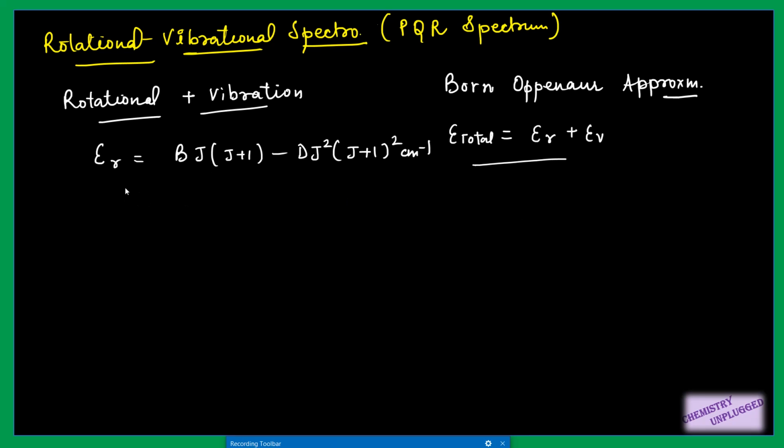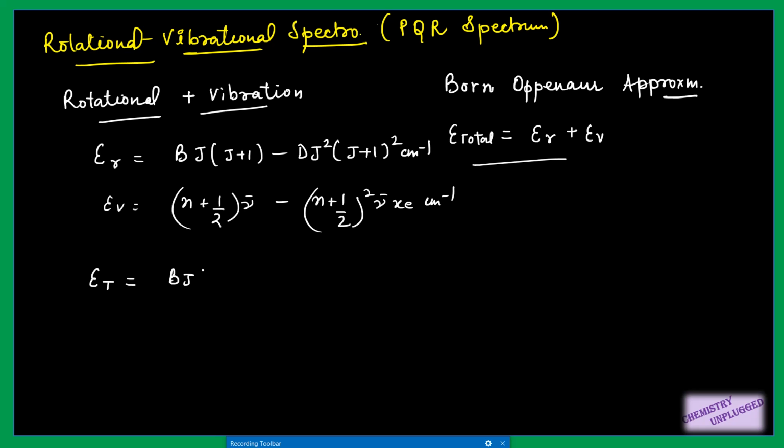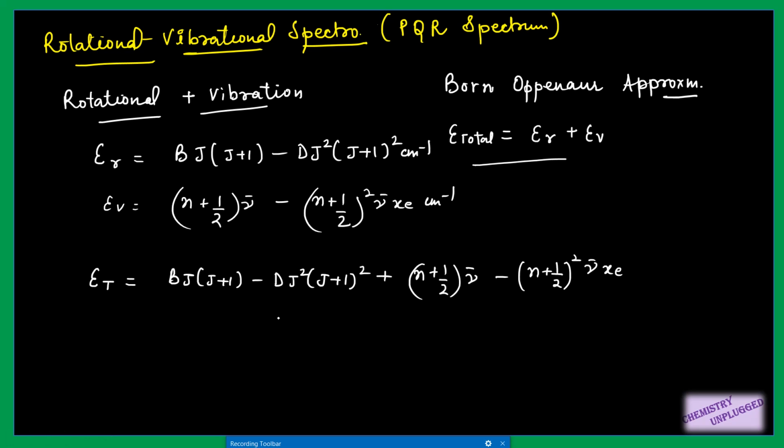And the energy of an anharmonic oscillator is given by (n+1/2)ν̄ minus (n+1/2)² ν̄xe. This is for the anharmonic oscillator. So the total energy of this PQR spectroscopy, or this rotational vibrational spectrum, is given by BJ(J+1) minus DJ²(J+1)² plus, right, this one. In this equation we can ignore this part, but we should not ignore it. This is also important because we are considering real bonds, so we have to consider the distortion term also.